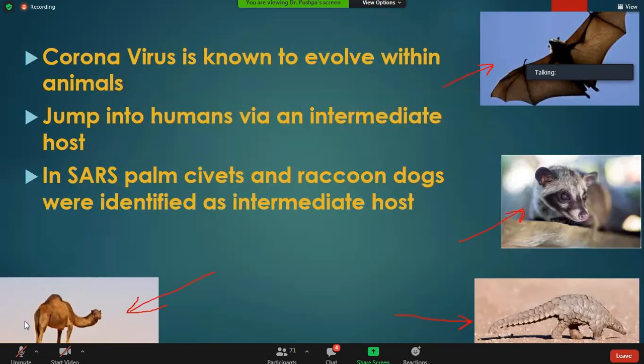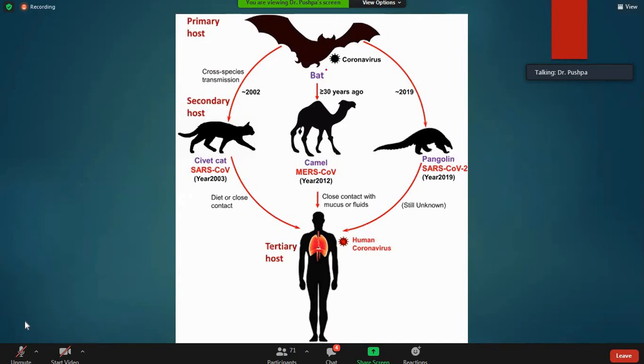So whatever I have explained, this disease has a primary host, a secondary host, and a tertiary host. The primary host, or natural reservoir of infection, is the bat. These bats can be of different varieties, like the Egyptian tomb bat or the horseshoe bat. Different species of bats carry coronaviruses. Then these transmit the disease to the civet cat or palm cat, or camel, or pangolin, and then this virus is transmitted to human beings.